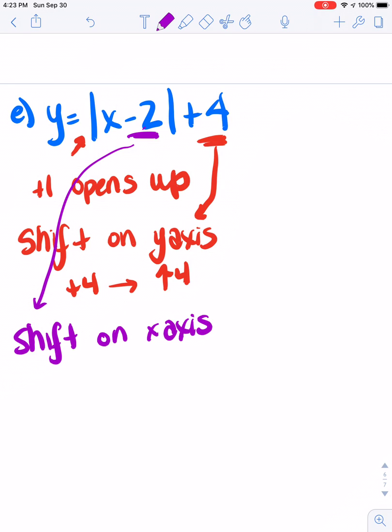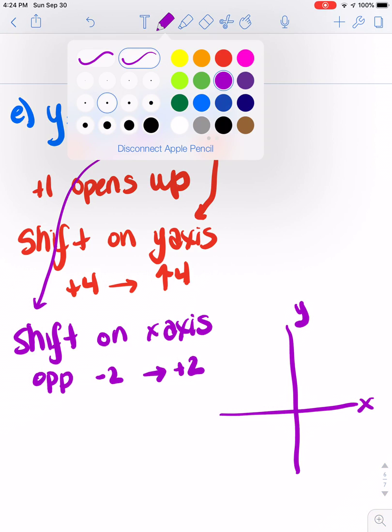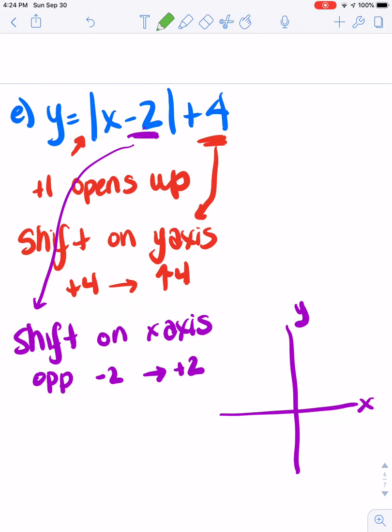So remember, if it's on the x-axis, it's opposite. So if it's negative 2, it really goes to positive 2. So if I have my x and y axis over here, it would have to go up 4 and over to positive 2, and that's going to be where the bottom of the V is. And if it opens up, it goes that way.